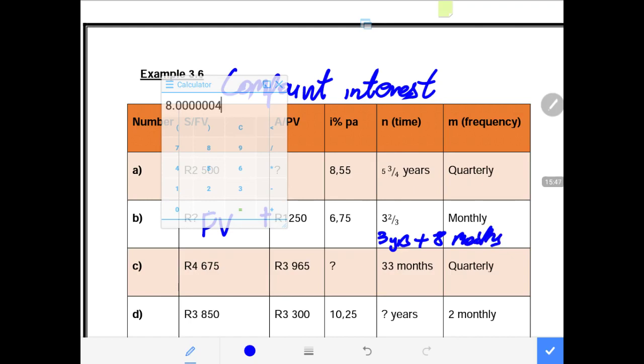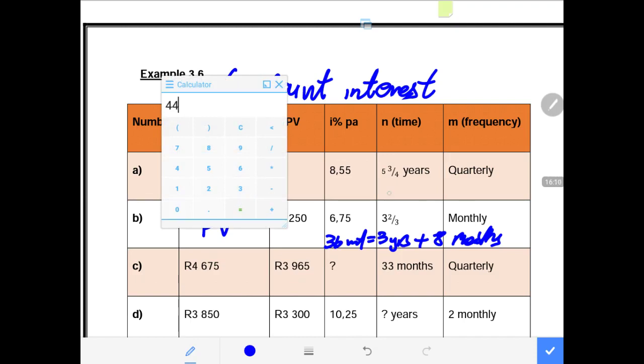3 years plus 8 months. So now if this is 3 years plus 8 months, then it is very clear that it will be 3 years. We know that 3 years is 36 months. So now it will be 36 months plus 8 months.